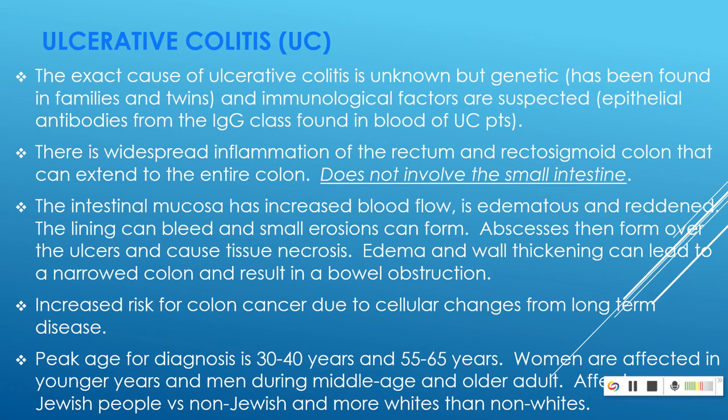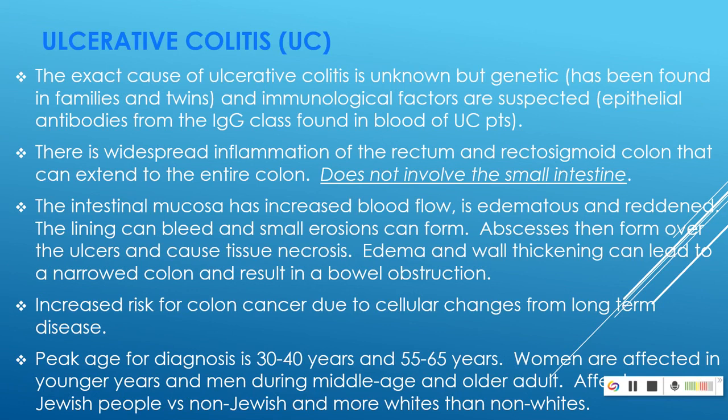Edema and wall thickening lead to a narrowed colon, right? We're taking up some of the diameter of the lumen. And it can result in a bowel obstruction. Which type of bowel obstruction do you think it would be? Mechanical or non-mechanical? Well, since the lumen of the colon is decreasing in diameter, that would be a mechanical obstruction.